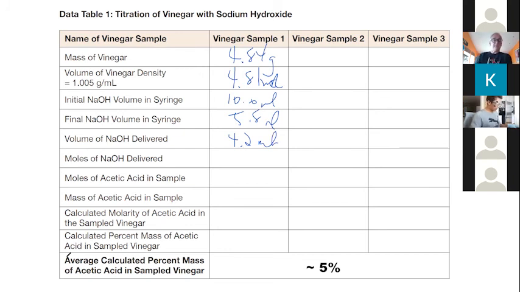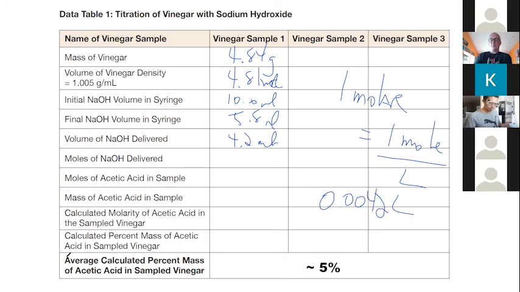So we know that the concentration of the sodium hydroxide is 1 molar, so 1 mole for every liter. We delivered 4.2 mils. That's 0.0042 liters. 1 mole per liter, it's that many moles. So the moles we delivered was 0.0042. So what's the relationship between moles of acid and moles of base in this reaction? Because we need to write a balanced equation. What's the balanced equation?